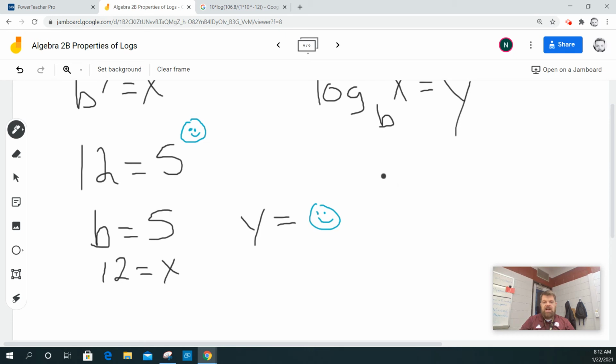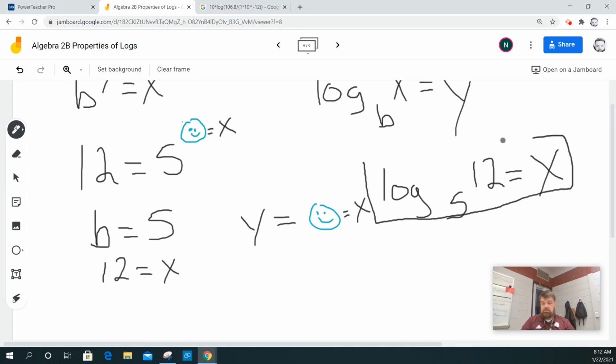So if I follow that logic, then log base b, which would be 5, of 12 should equal my smiley face. But remember, our smiley face is x, right? So this is really equal to x. So this is the right answer. Any questions?